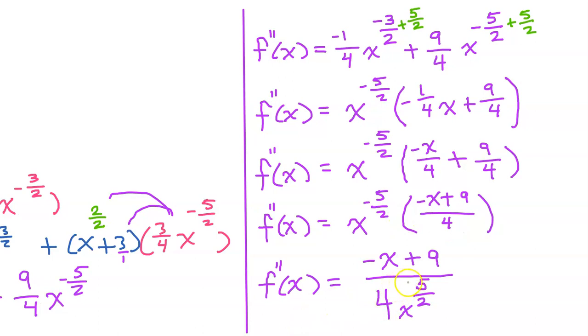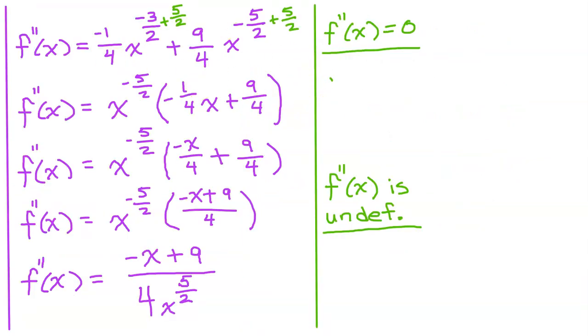In this form we are able to find the special numbers of f double prime. We need the values that will cause f double prime to equal 0 and the values that will cause f double prime to be undefined. F double prime will equal 0 when the numerator is equal to 0. So we set -x plus 9 equal to 0, and we end up with x equals 9.